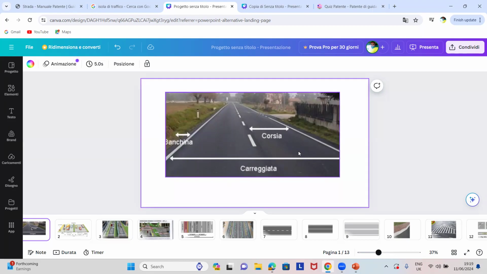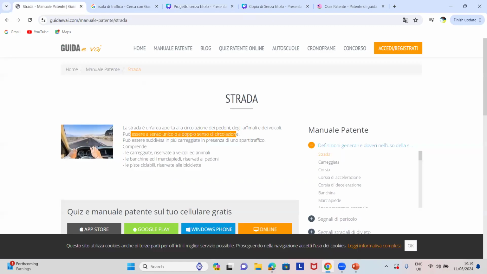Half of a carreggiata is called corsia. Another name for corsia is semi-carreggiata. Now, guys, watch. What is this center line for? If you remember very well, they said una strada può essere a senso unico, può essere anche a doppio senso di circolazione.